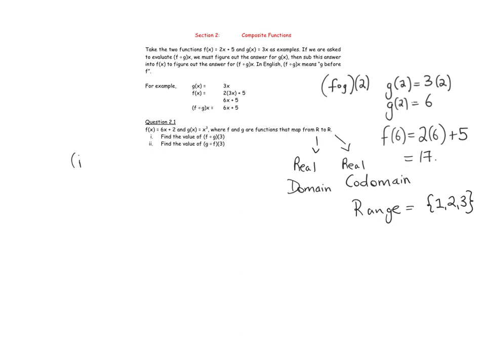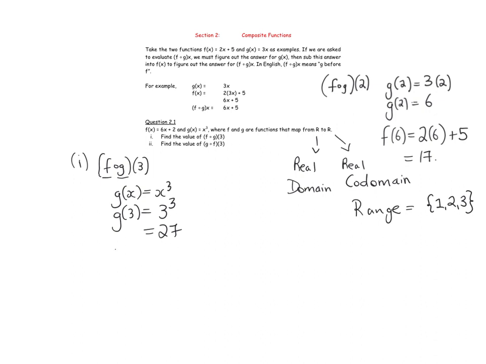So what we have here is we have figure out f o g of 3. So that means do g before f. So g here is equal to x cubed. And we need g of 3. So that's going to be 3 cubed. So for this, we're going to get an answer of 27.